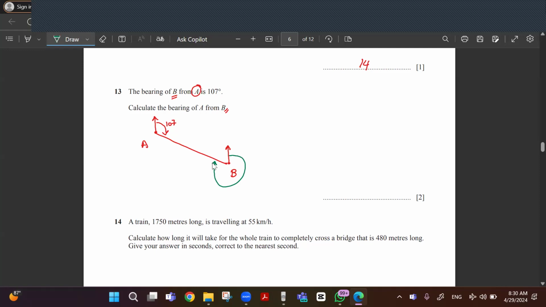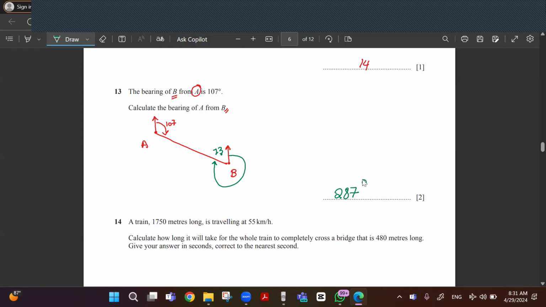I have two ways. First of all, I can get this angle first, the small one, then subtract it from 360. But how to get this angle? This angle is supplementary with 107. So if you subtract 180 minus 107, you will find that this angle is 73. Then subtract the 73 from 360, you will get what? 287 degrees. And don't forget to write the degree.